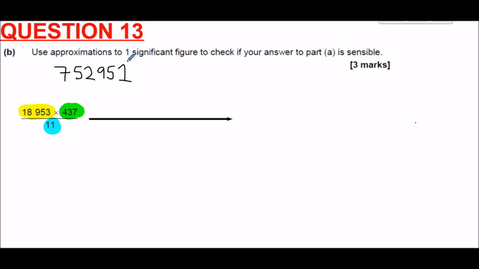One significant figure means we want to keep the first non-zero number in each of these values. So the first significant figure in 18,953 is the 1. So we're going to round it to this 1. So the 1 can either stay as it is or it might round up. So have a look what's next to the 1. Next to the 1 is an 8. Remember, if it's 5 or more, we round up. So the 1 is going to round up to 2. So in the case of this number, rounding to one significant figure means rounding to the nearest 10,000. And so this number is going to become 20,000 after rounding it to one significant figure.